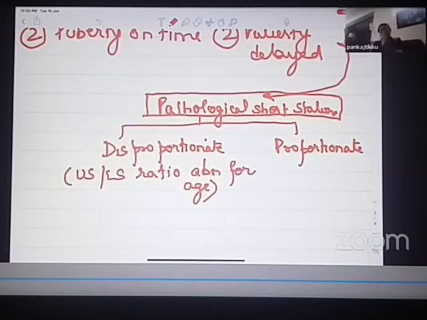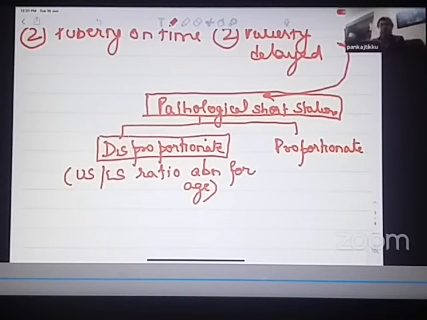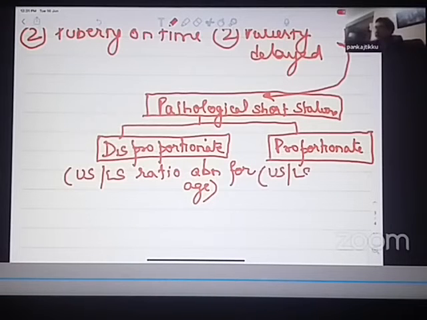Now this upper segment to the lower segment ratio, the body's total proportion, changes with time. How does it change? That I'll tell you. But before that, just remember, the upper segment to lower segment ratio changes with age. If it does not match, this is a child who has a disproportionate short stature. But if the upper segment to the lower segment ratio is normal for age, we call that a proportionate short stature.